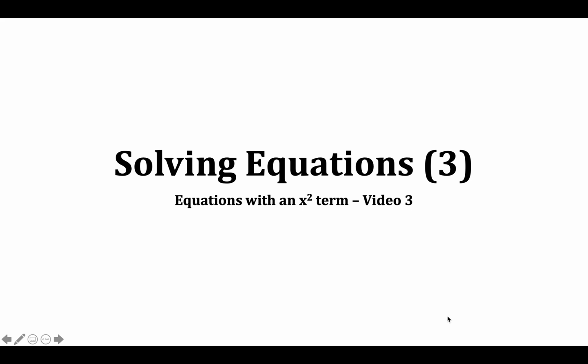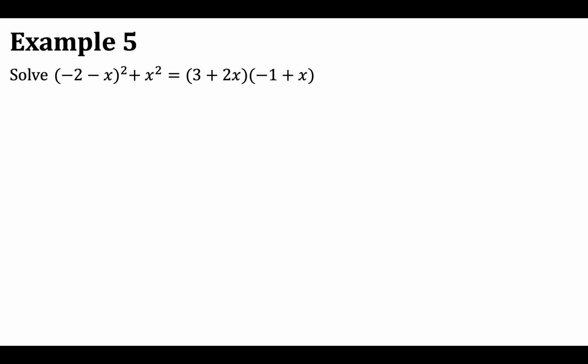This is video 3 of 4 on solving equations with an x squared term. Example 5. Solve (-2 minus x) all squared plus x squared equals (3 plus 2x) multiplied by (-1 plus x).